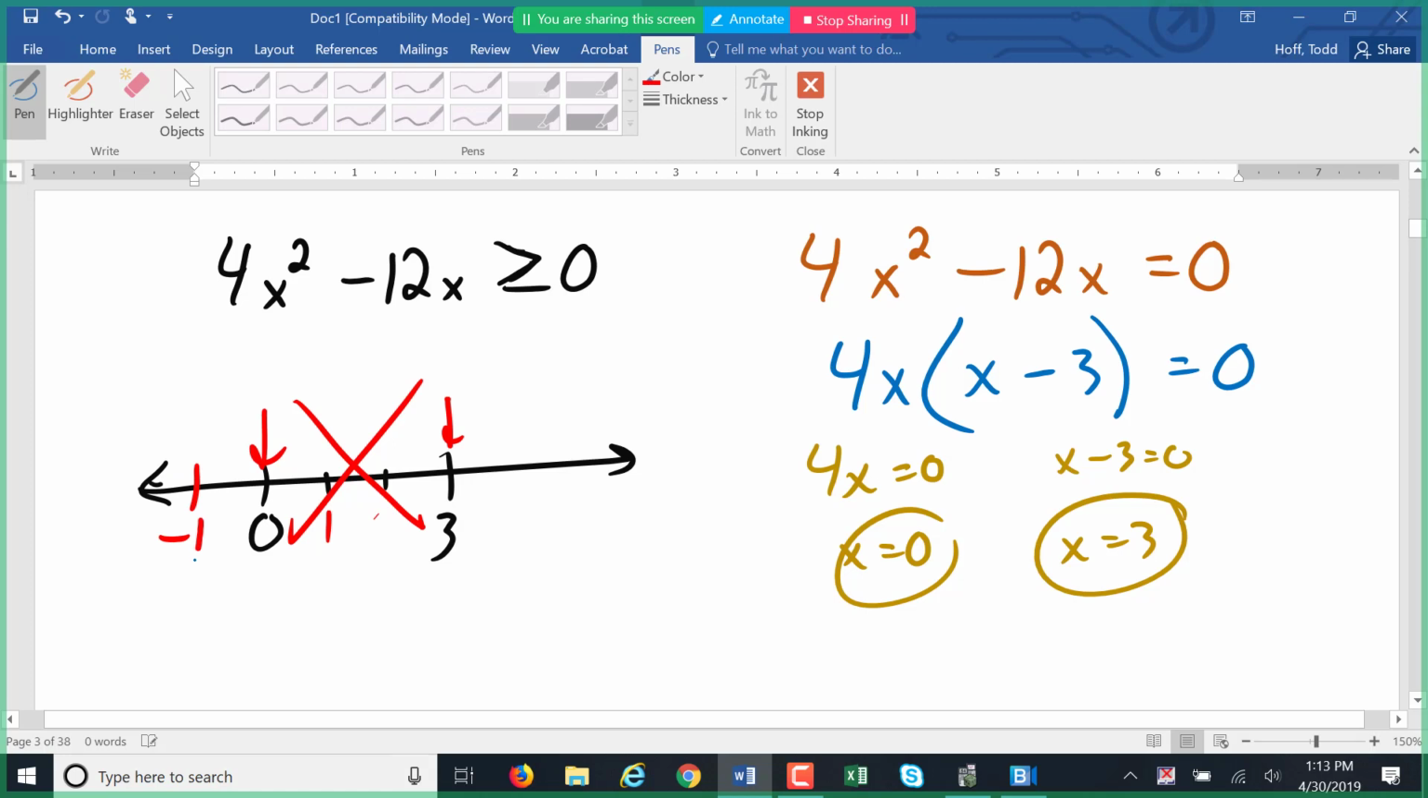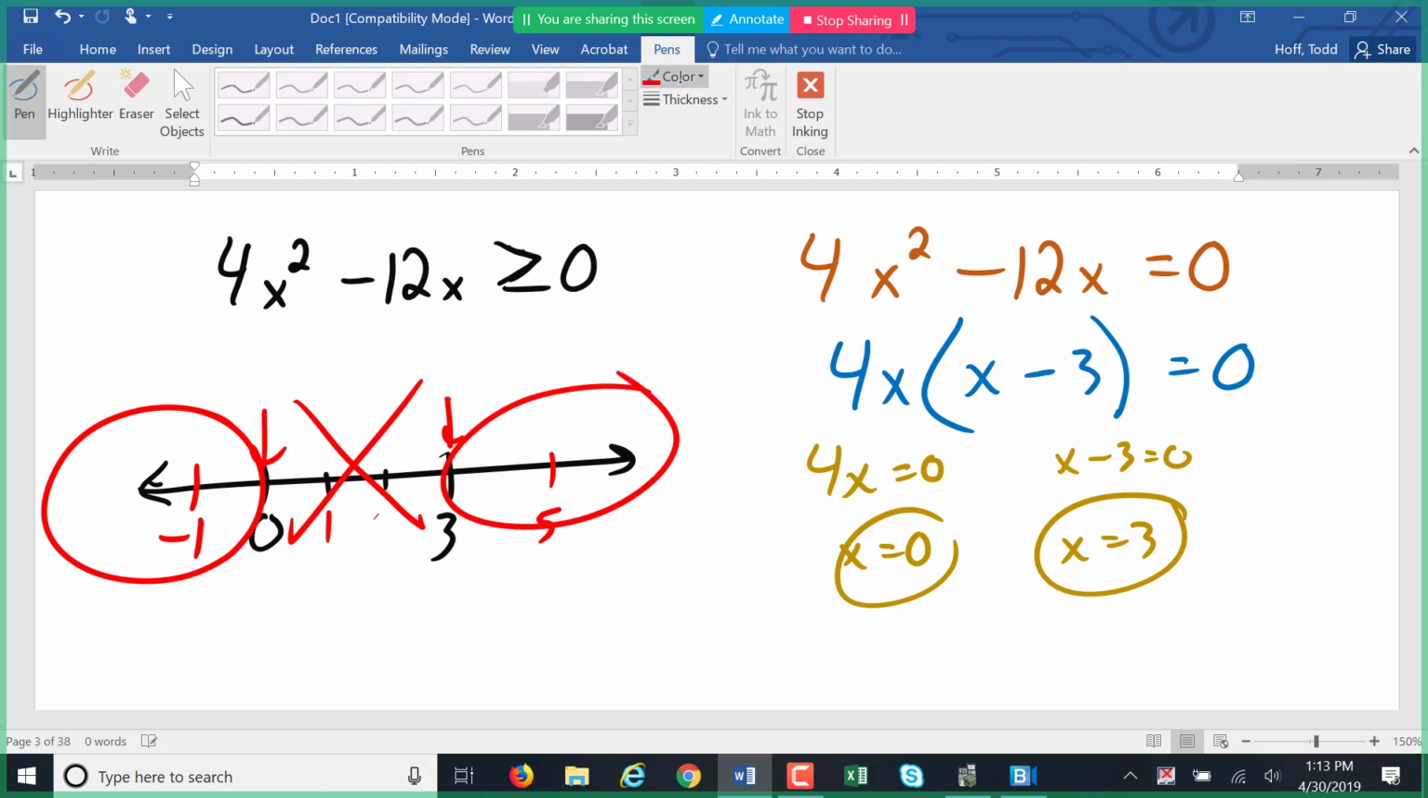Let's double check. Let's do negative 1 to check this end. Negative 1 squared is 1 times 4 is 4. Negative 12 times negative 1 is a positive 12, which adds up to 16. That is greater than or equal to 0. So the bottom end is true. Up here, let's do 5. 5 squared is 25 times 4 is 100. Minus 12 times 5 is 60. That's 40. That is definitely greater than or equal to 0. So we're true up here.